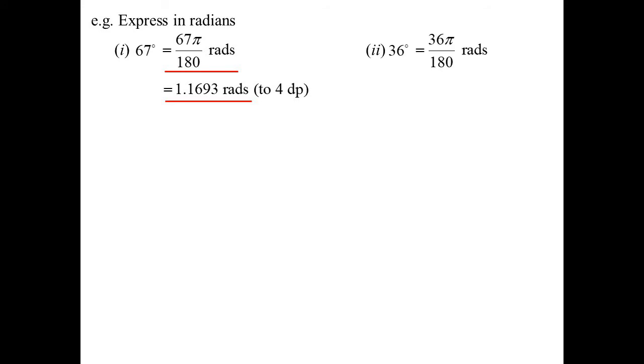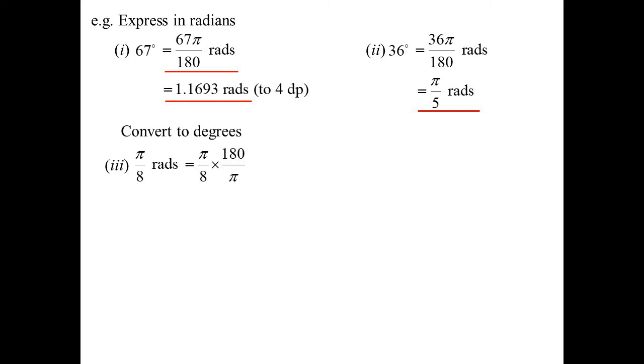Anyway, 36 degrees then: 36 pi on 180. In this case, it does simplify down, and we get pi on 5. And if we want to go back the other way, so pi on 8, we'd multiply by the reciprocal, 180 over pi. And in this case, that's 22.5 degrees.